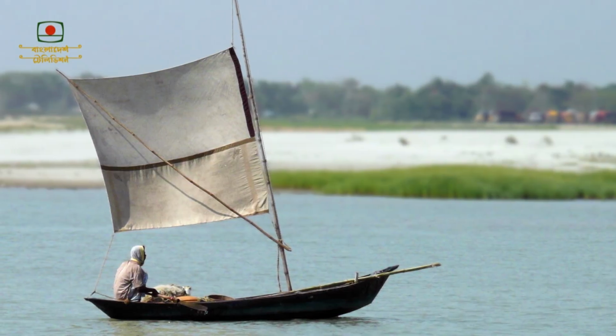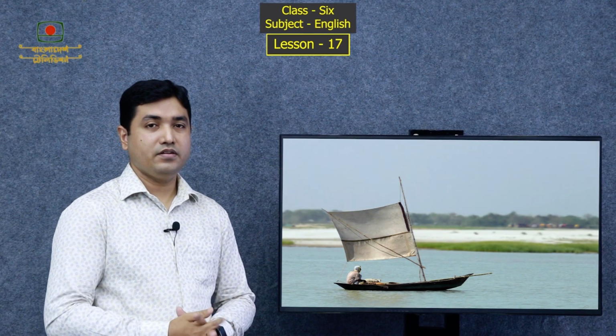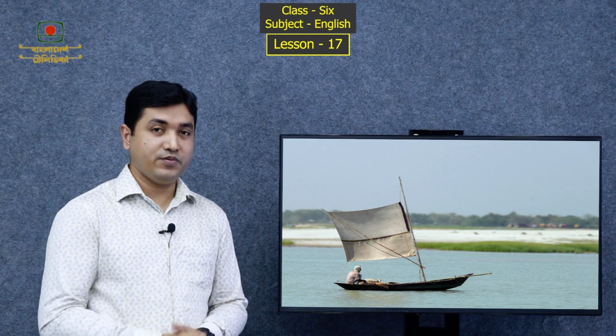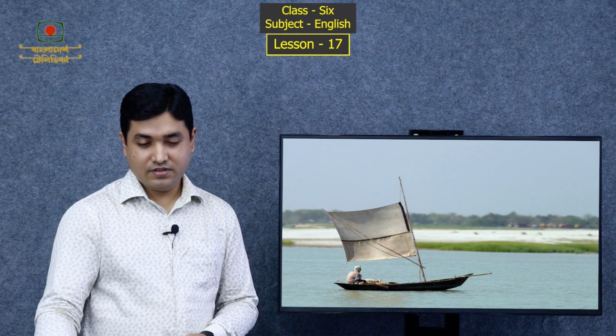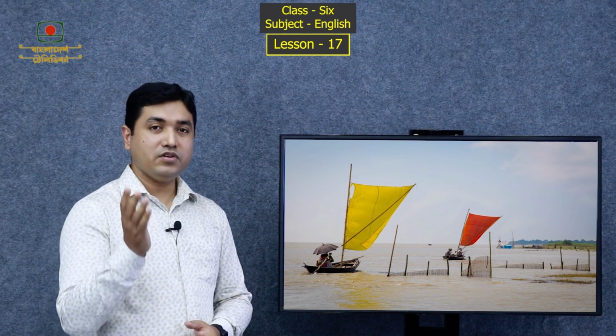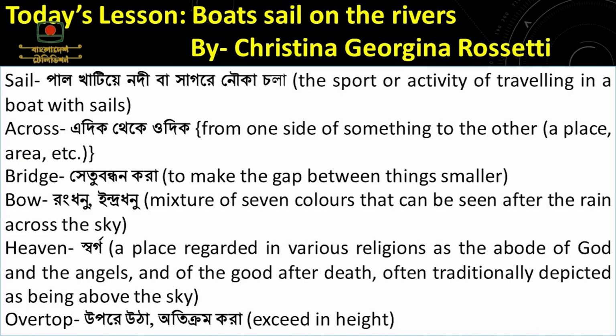Guess the picture. On the screen, you can see a picture. Can you guess the picture? Okay. It is a boat sailing on the river. Isn't it beautiful? Yes, it is beautiful. In the next picture, what can you see? You can also see boats sailing on the river. So, you know that today's lesson is Boats Sail on the Rivers, and it is written by Christina Georgina Rossetti.